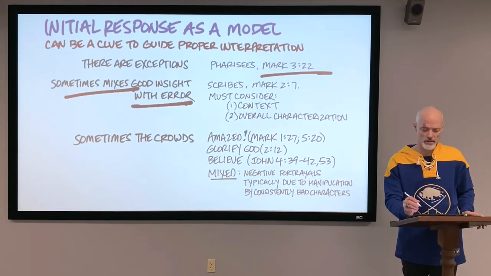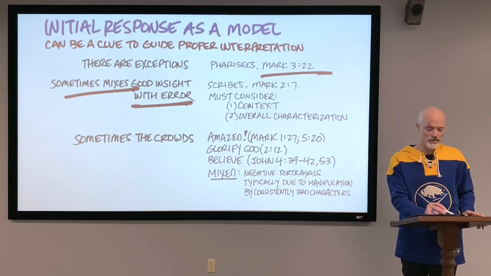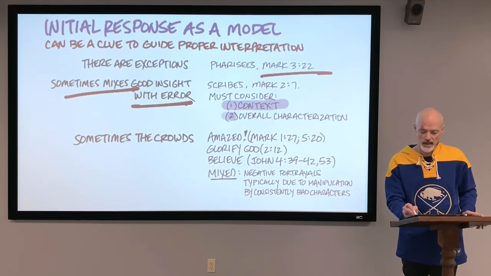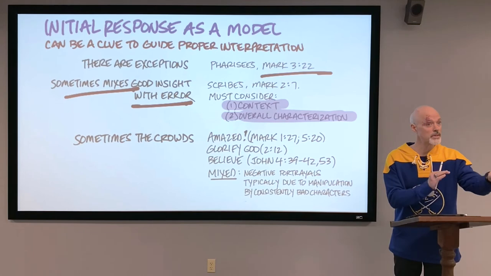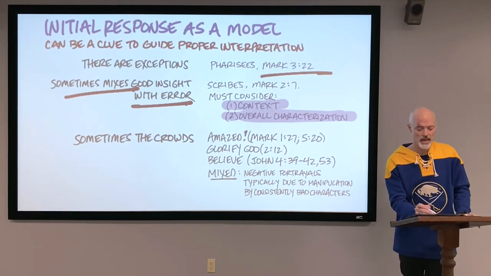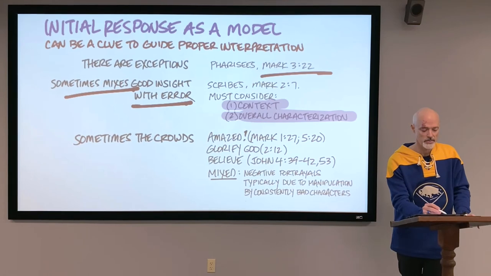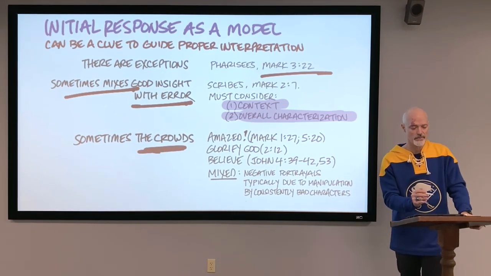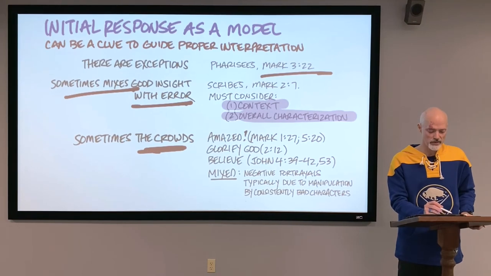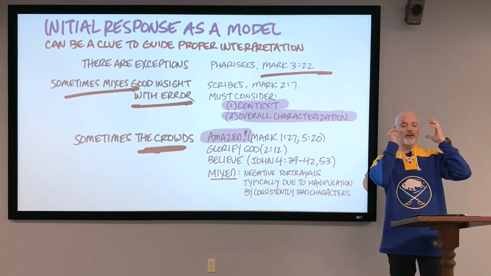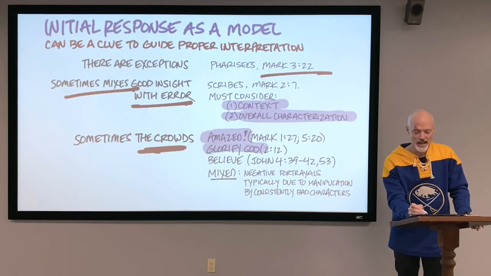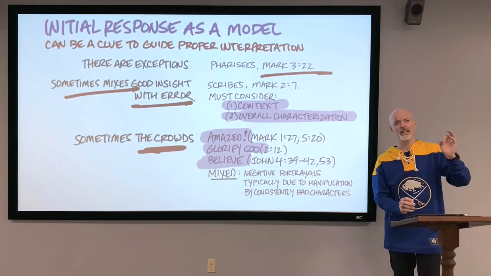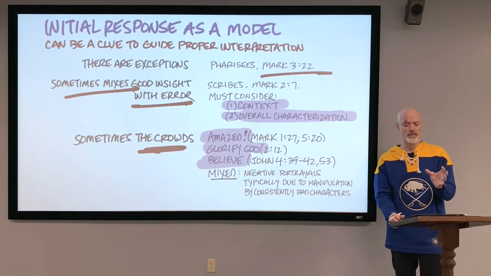So how do you know the difference? We've got to be careful and look at the context, and then look at the overall characterization that the writer is giving of the crowds or of the disciples. And then that helps us understand, because sometimes the reaction of the crowds is obviously what we're supposed to feel when we read the text. They were amazed. Mark likes to show us how astonished and amazed everyone was at what Jesus did. They glorified God. When they saw it, they believed on Him. That's what John wants you to do when you see it.